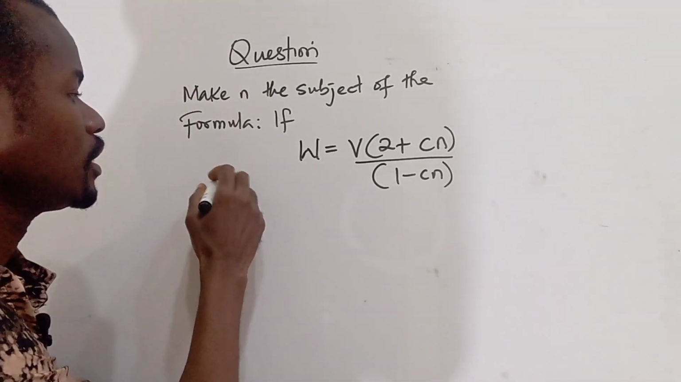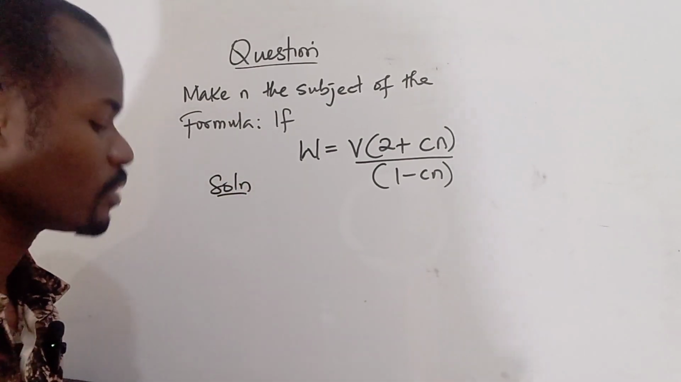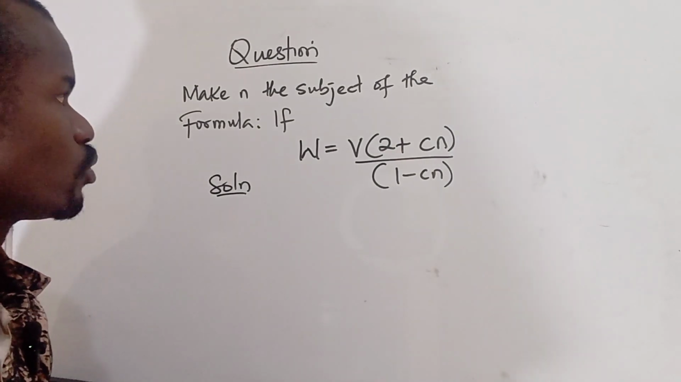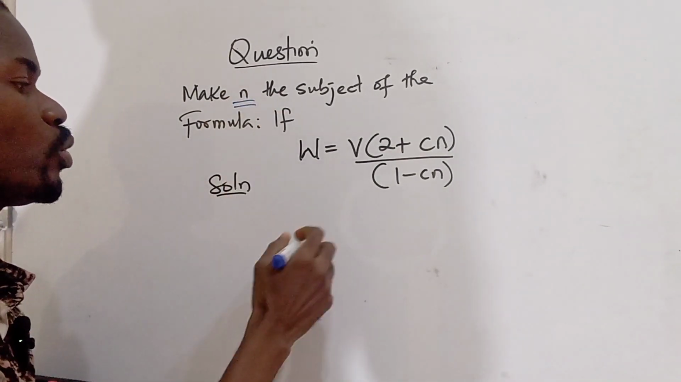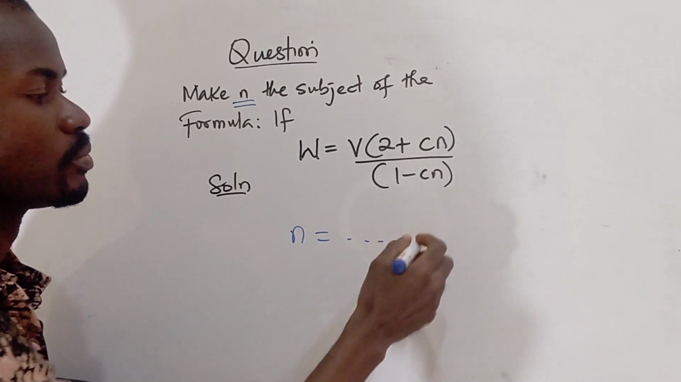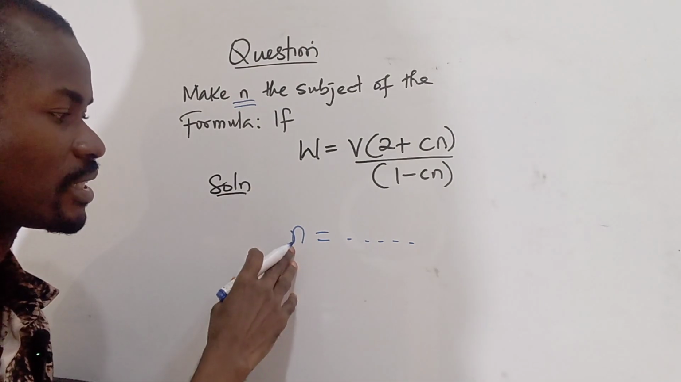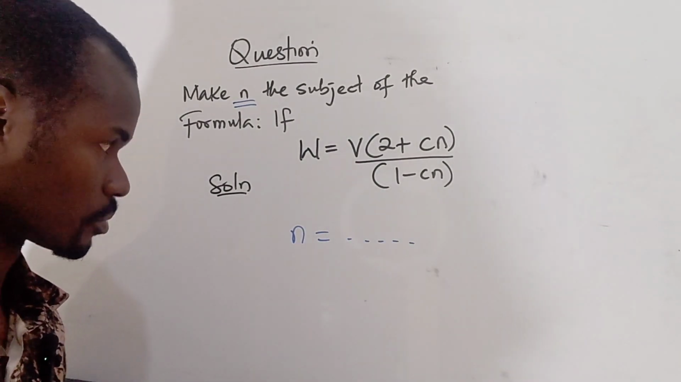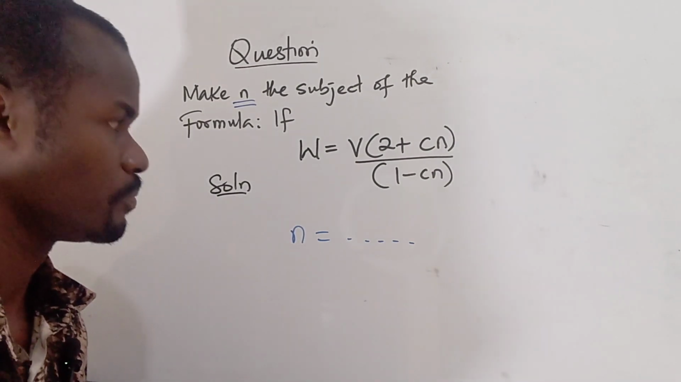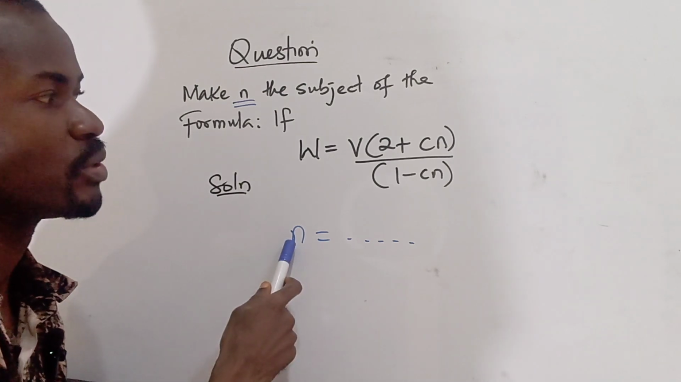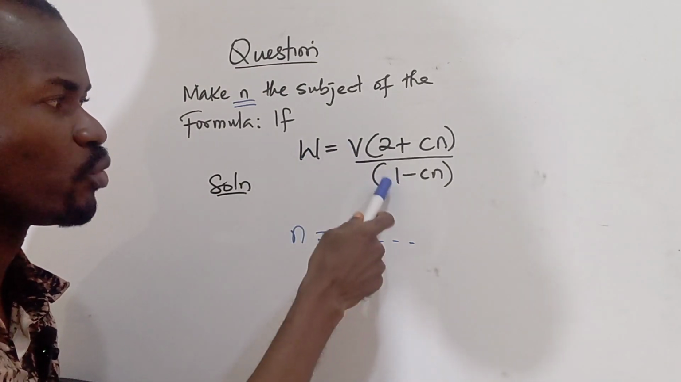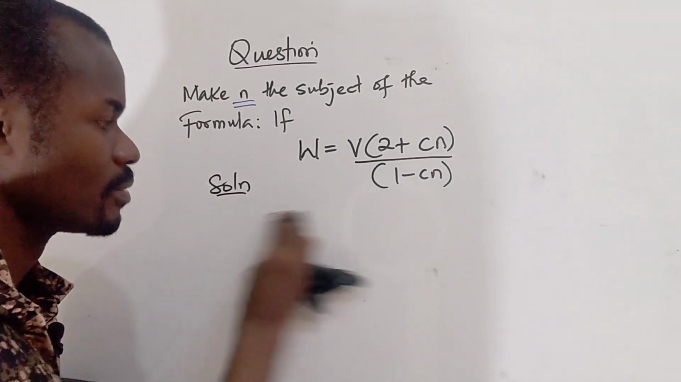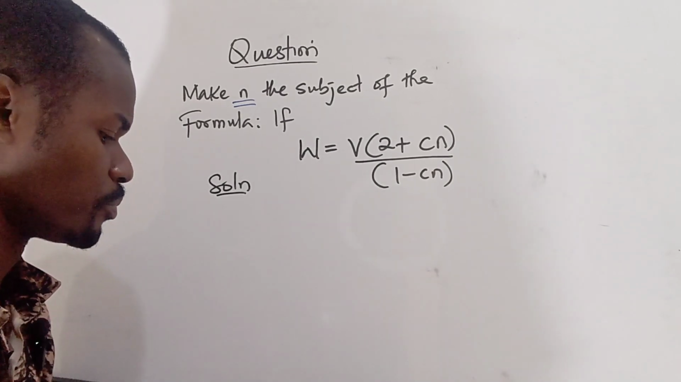Okay, so our solution. Now, when we say subject of the formula, the first thing you want to understand is the question says we should make n stand alone. You want to express n in terms of every other variable. So we want to make n in terms of W, V, and C. So all we need to do is take it step by step.